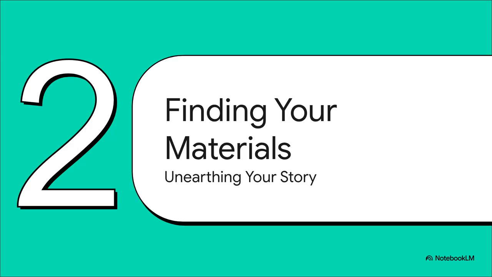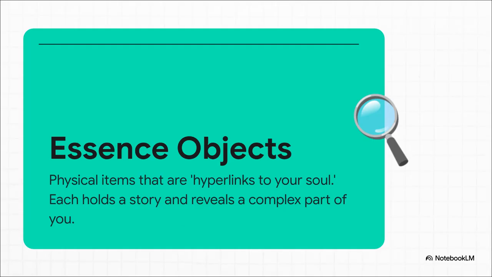All right, so you've got your blueprints, but what are you building with? How do you even find the raw materials for your story? Well, Sawyer has these two brilliant exercises to help you dig up what's actually meaningful to you. First up, there's the essence objects exercise. The whole idea is to brainstorm physical things that are, and I love this phrase, hyperlinks to your soul. These aren't just random items, they're packed with memories and stories. It's like if you could click on one of them, a whole world would open up.